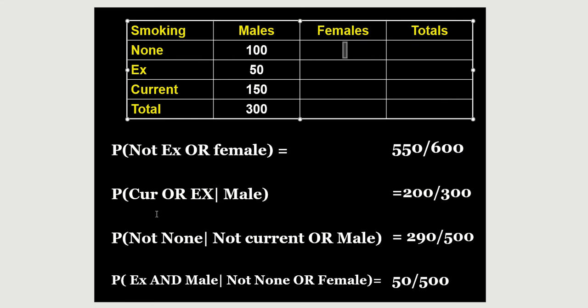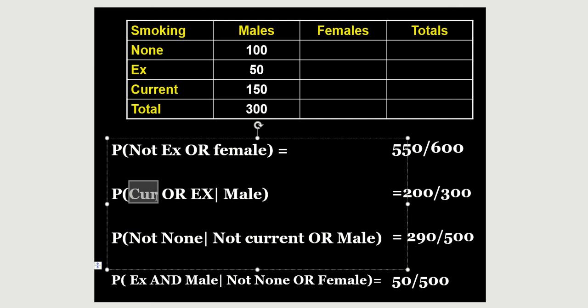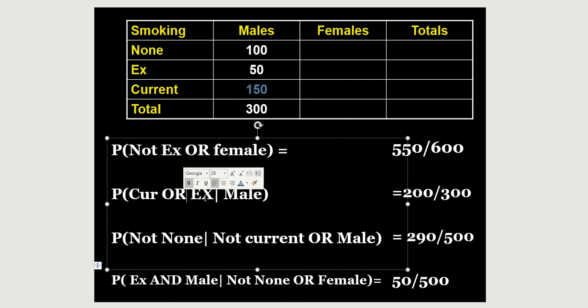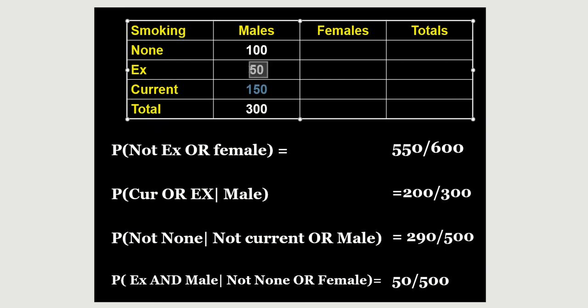Now let's do the probability. The probability says current smoker. So I take the current smoker. And it says or ex-smoker. So also I'm going to take the ex-smoker. So that's 150 plus 50, that's 200 divided by 300, exactly the answer I have.